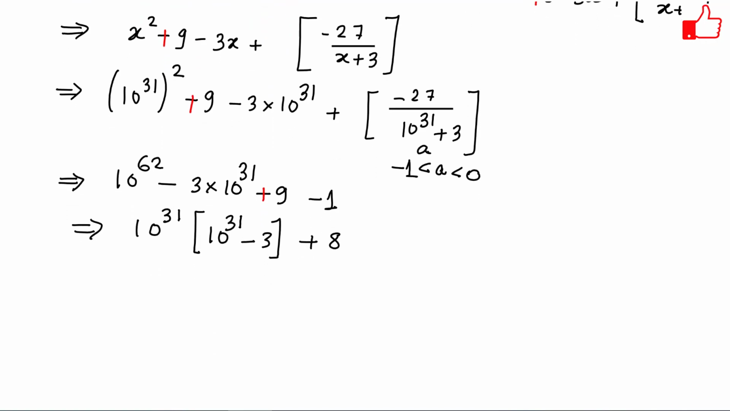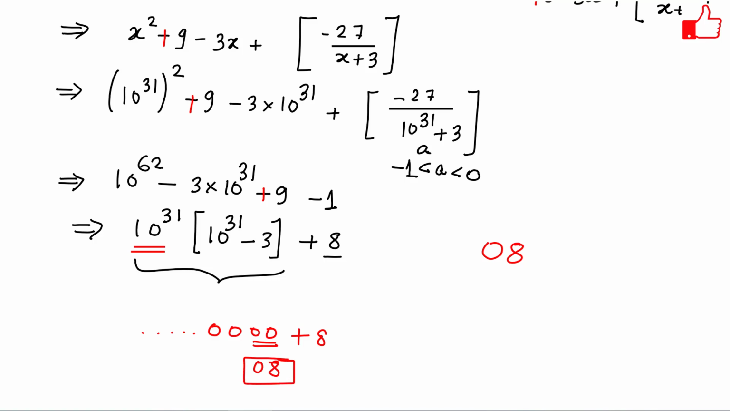Now see, we have to find the last two digits. This is a number multiplied by 10 raised to the power 31. This means I will have a number followed by 31 zeros. And if you add 8, then what will you have? You will have the last two digits as 0 and 8. Because this number is followed by 31 zeros, the last digits are 0 0 0 0 and then the last 0, and then you have 8. So these two terms will be added, so this becomes 08. So the last two digits are 08.